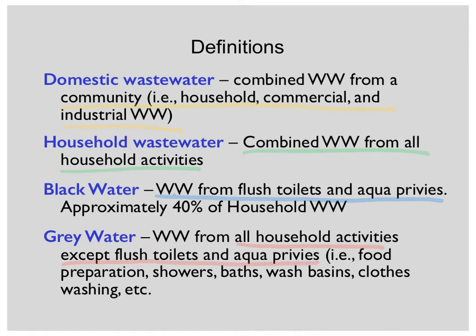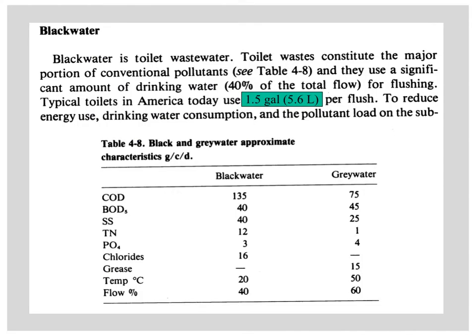So this is all the water that goes down the drain from food preparation, showering, bathing, washing, and so on. All of those things besides what goes down the toilet. We want to explicitly define black water as being toilet wastewater. Toilet wastes are the main portion of conventional pollutants, and they use a lot of water as we flush them. Typical toilets in America today use about 1.5 gallons per flush. It varies depending on the age of the toilet, but that's a good number to start with.